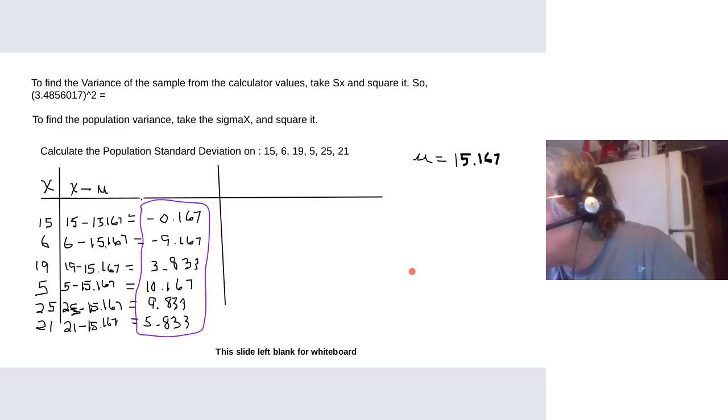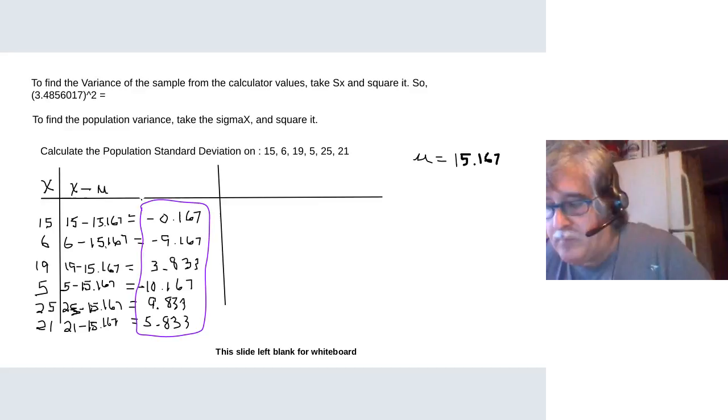Oh, this one's got to be negative here. I'm sorry. What's negative? Yeah, and then they add up to more or less approximately zero. So there's our first checkpoint right there.